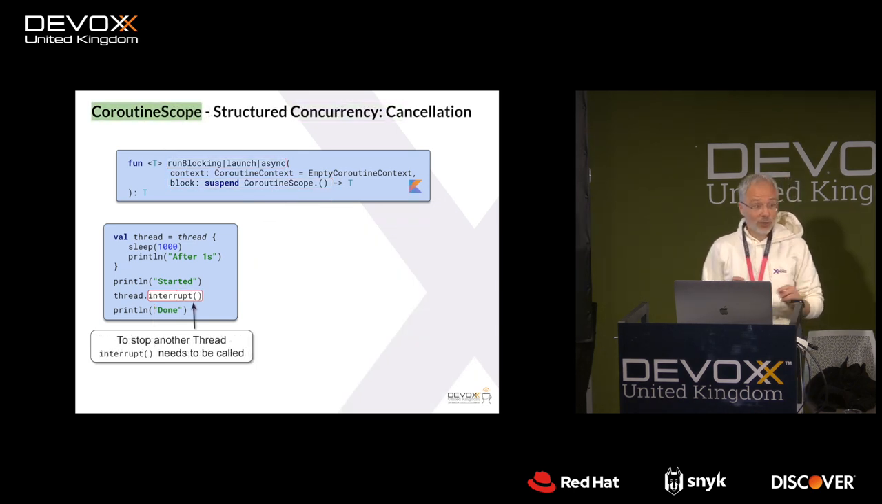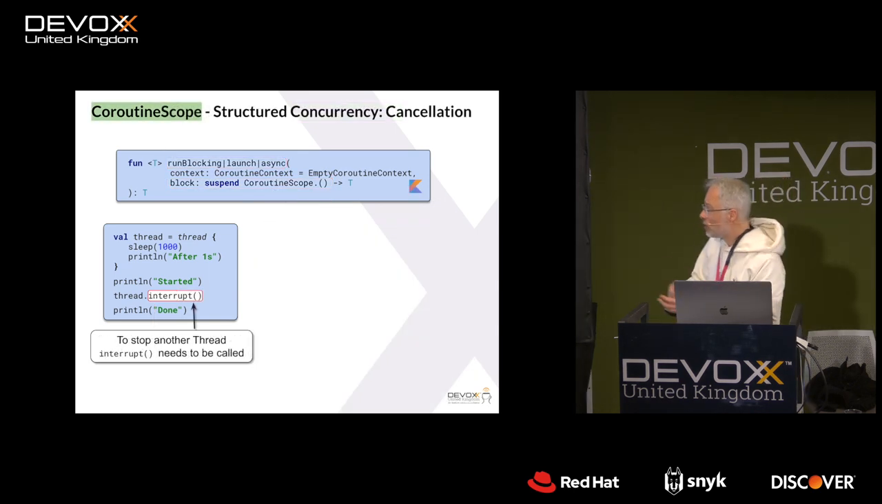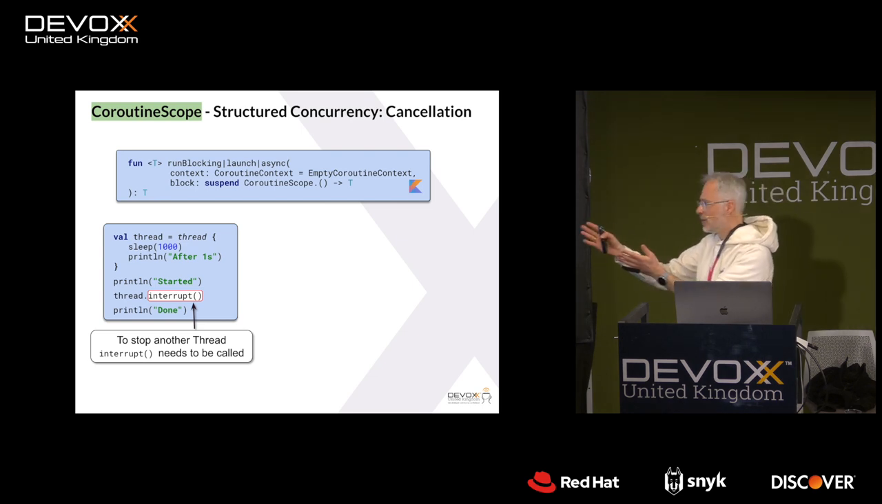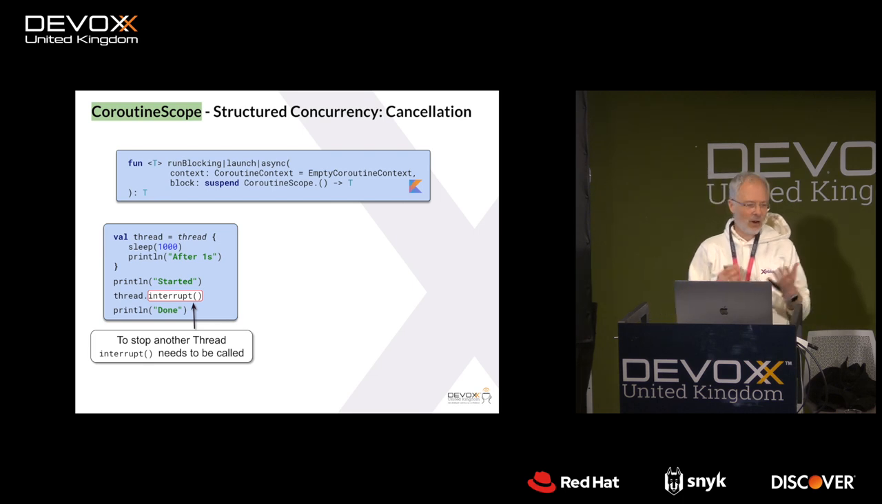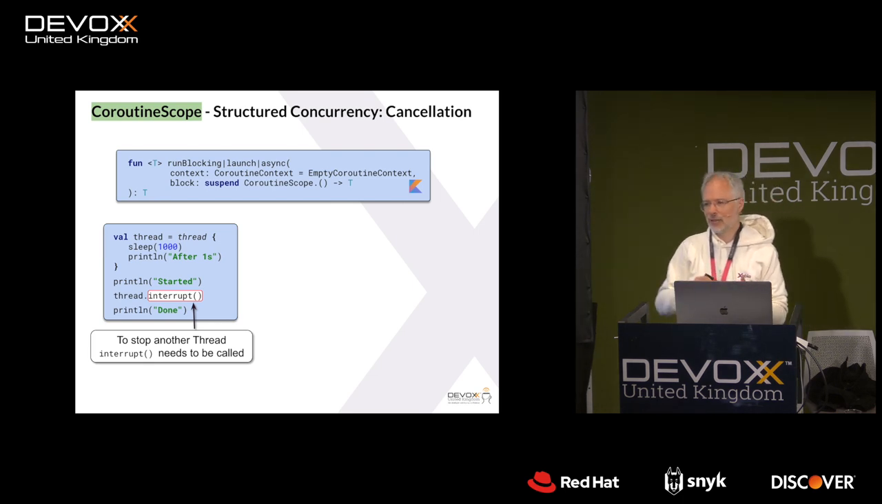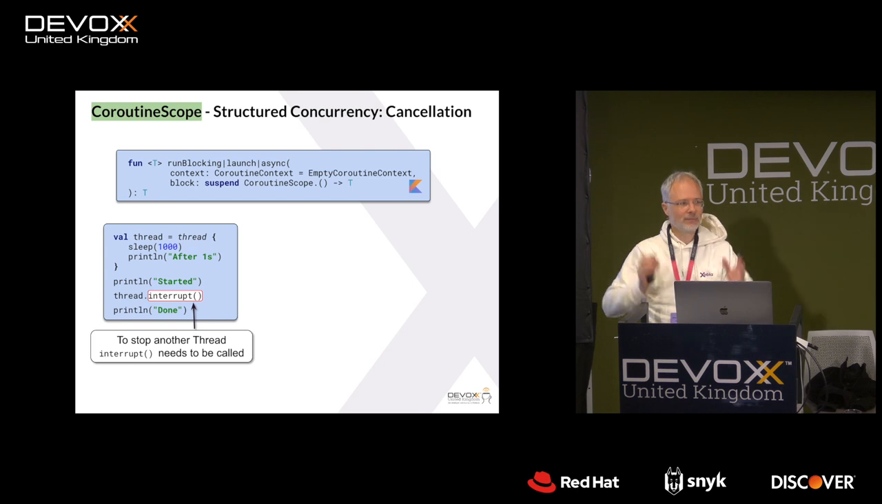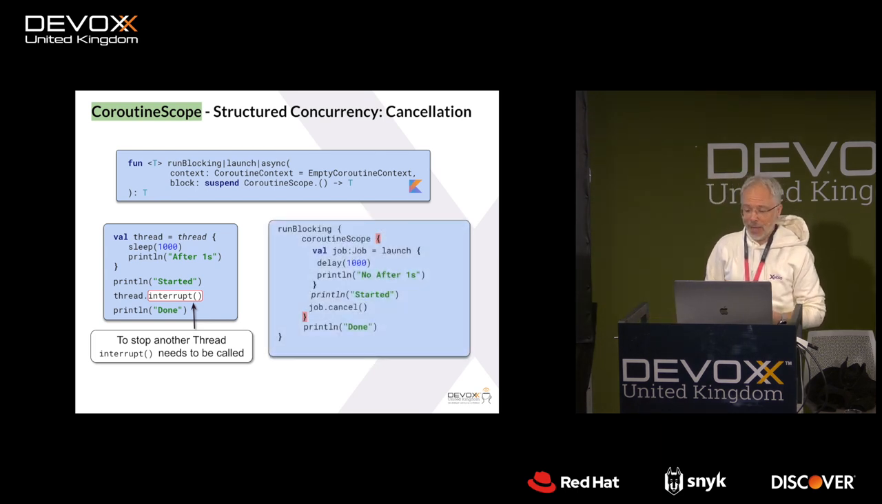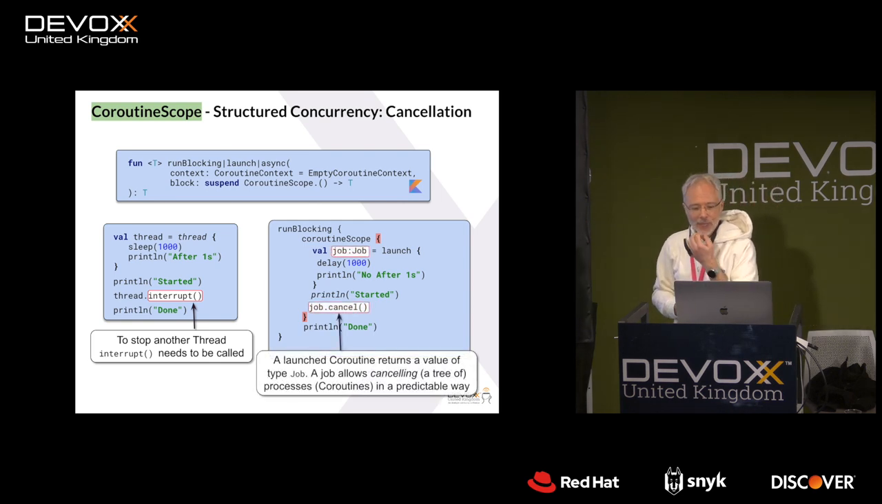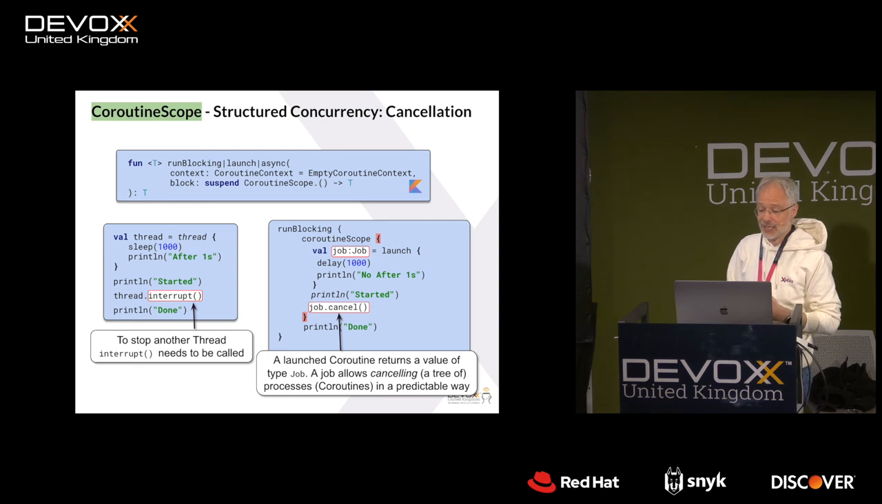But there is more to this coroutine scope. Say I want to stop the thread I have there on the left. Well, the only way to do that is interrupt. And that's really a hard way of killing a thread, right? Kill -9, more or less. Just go away. Not very manageable and with a nice life cycle. It's really just cutting the head off.